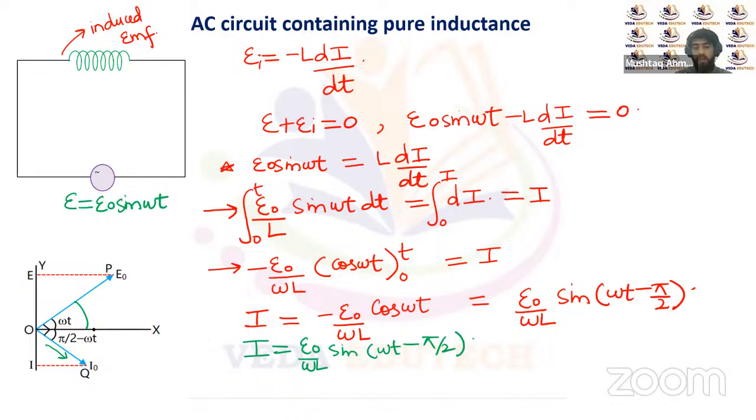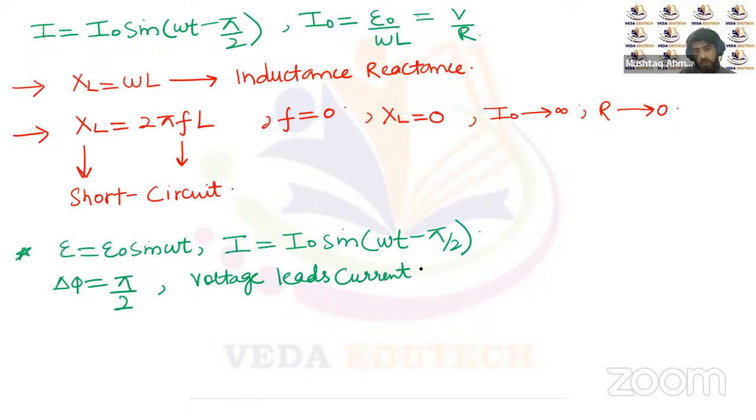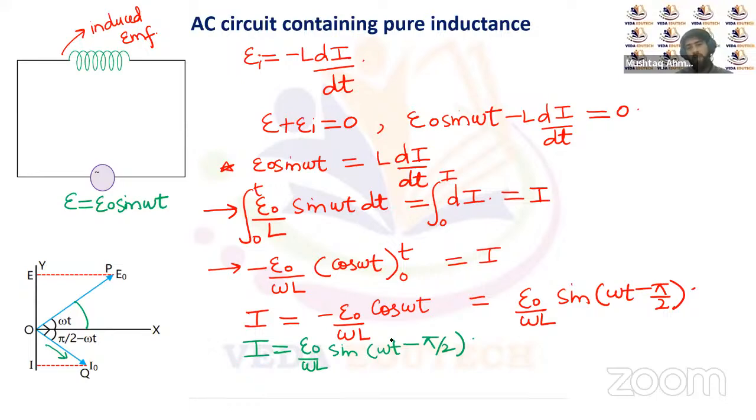In this case, voltage leads the current, so the phase difference is pi by 2, or we can say voltage leads current by pi by 2. So the voltage in this circuit actually leads current by an angle of pi by 2. So this was with respect to the pure inductive circuit.